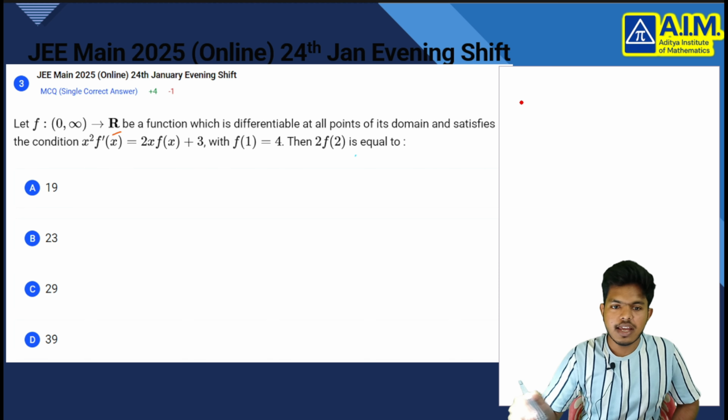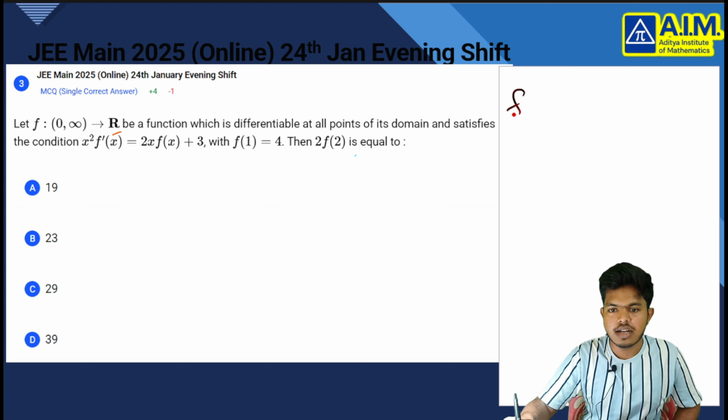Let's solve this question. It is given that f is a differentiable function at all points of the domain. Ignore this thing. Come to the main part. It is given that x square f dash of x equals 2x f of x plus 3. Given that f of 1 equals 4, it is asking what 2 f of 2 equals. That means first we will find f of x, then we will put x equal to 2 and multiply it with 2. This is clear. Now we'll solve this question.